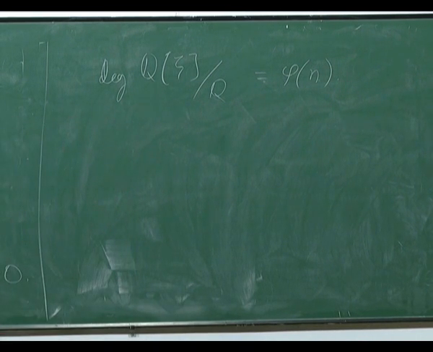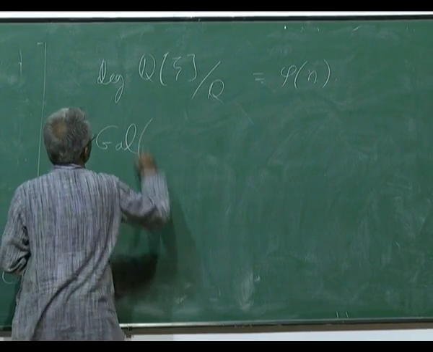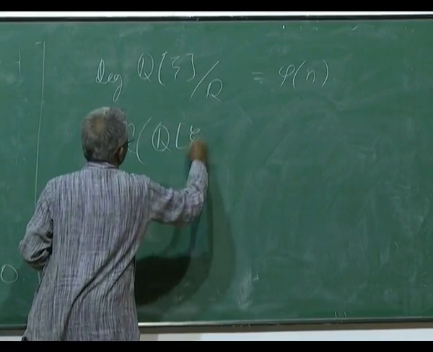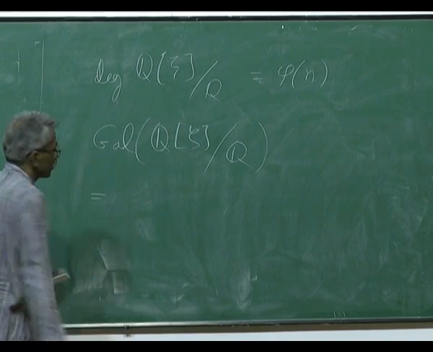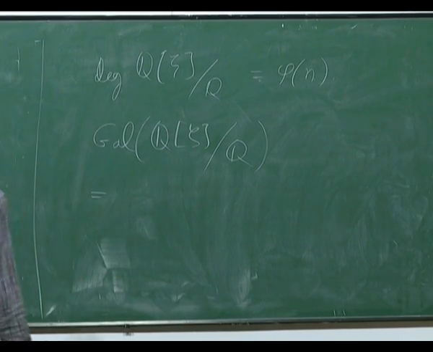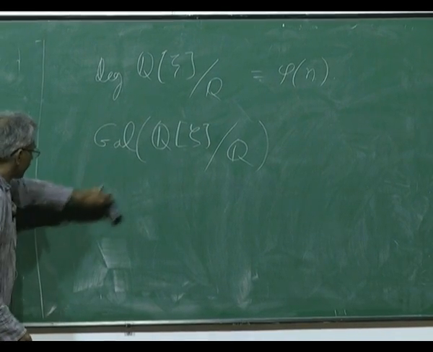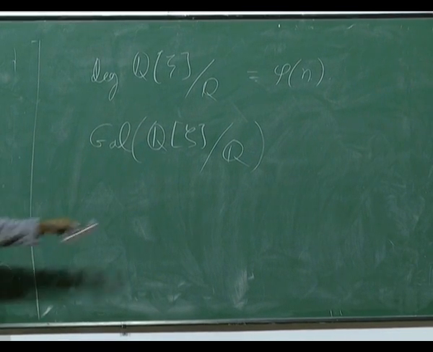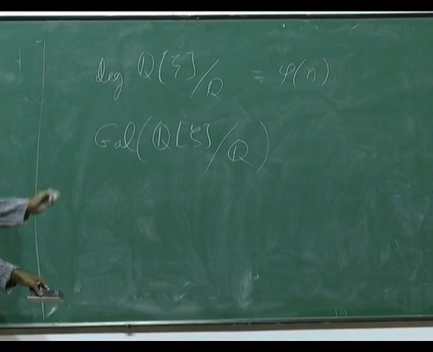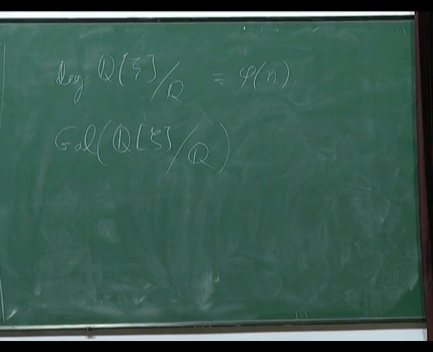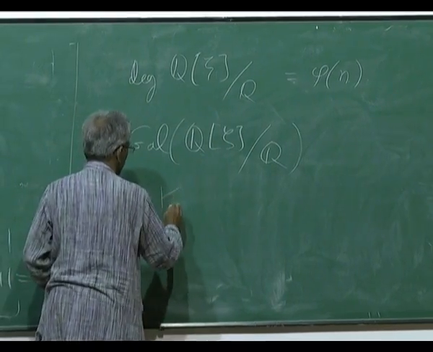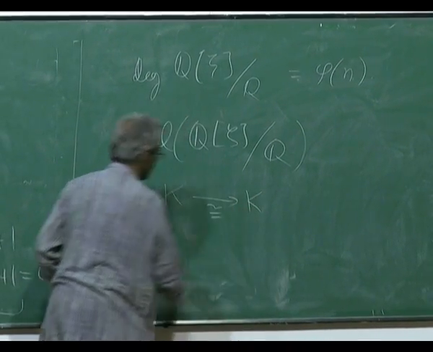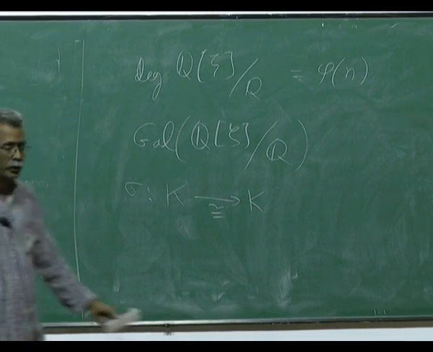So, what is the Galois group? I do not have time, so I write quickly. The Galois group of this Q zeta over Q is equal to, so now I can explicitly write out the elements of the Galois group. How do I write elements of the Galois group? Suppose sigma is from K to K a field automorphism. Of course, it fixes rational numbers, no need to say that.